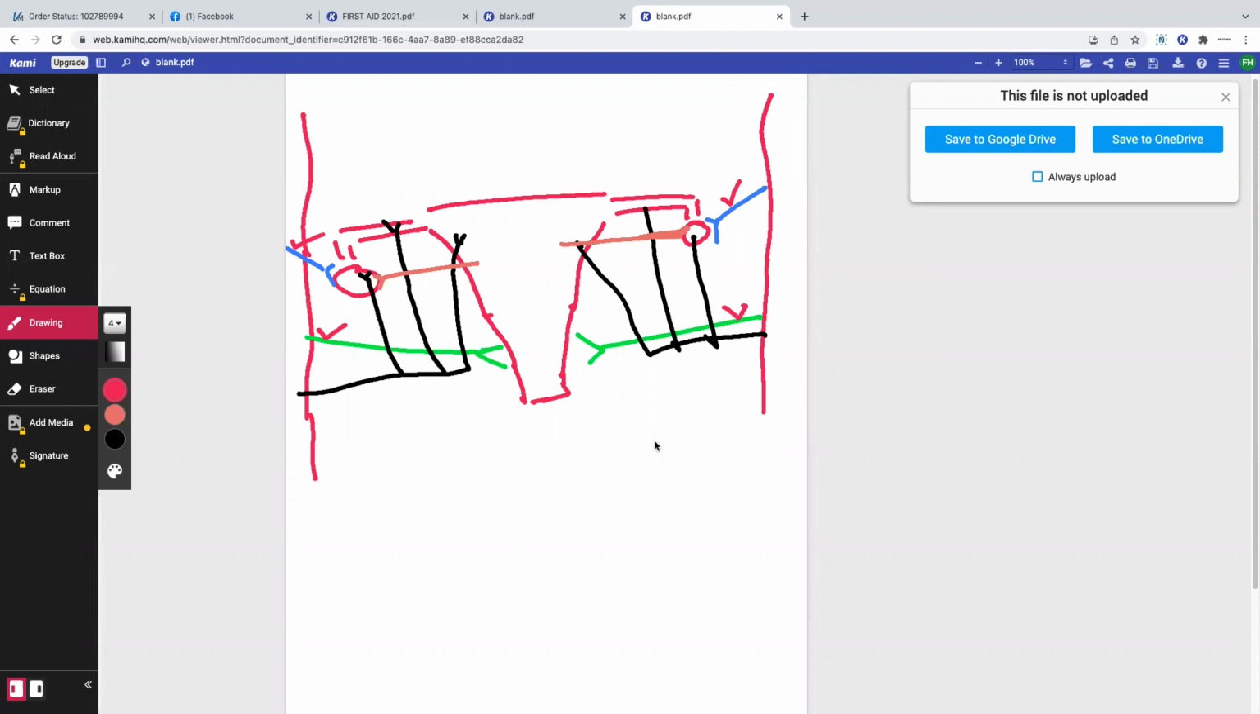Next one: what is the name of the ligament that is connecting the ovaries medially to the uterus? Fast answers, please. Connecting the ovaries medially to the uterus. What is the name of the brown ligament? Very good. Okay. This is called the ovarian ligament.